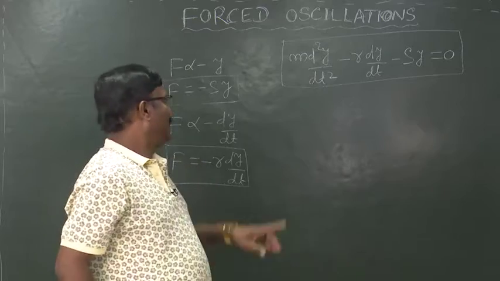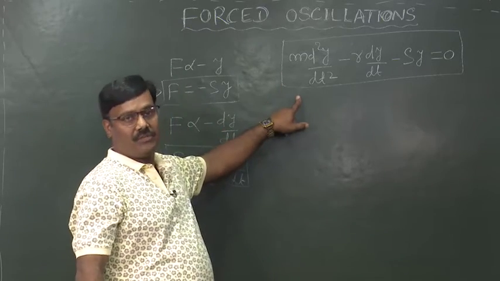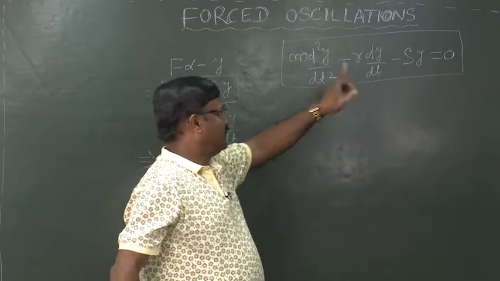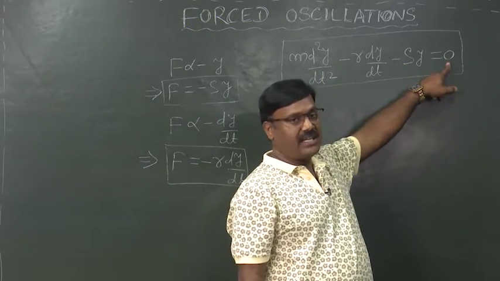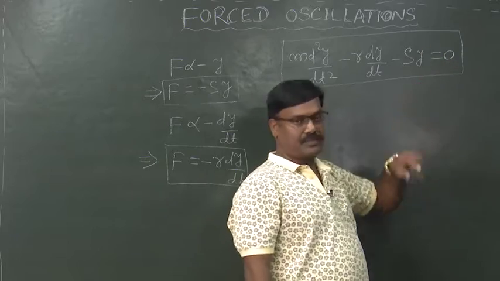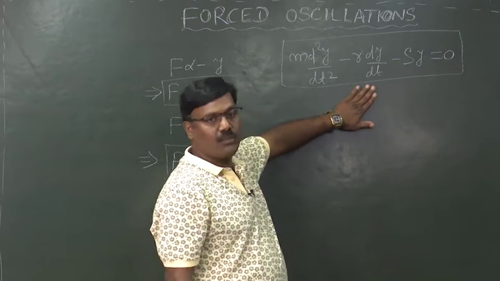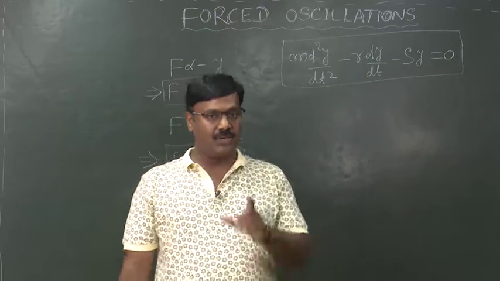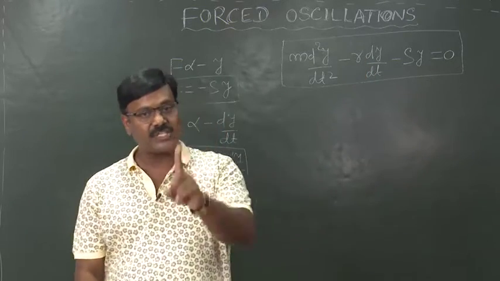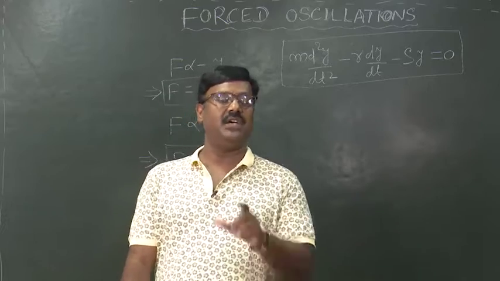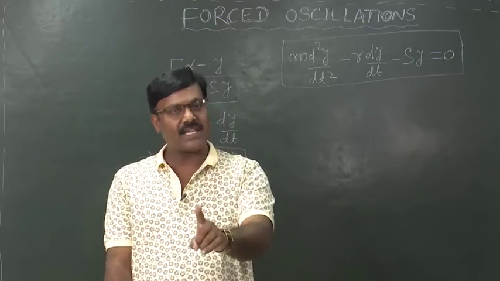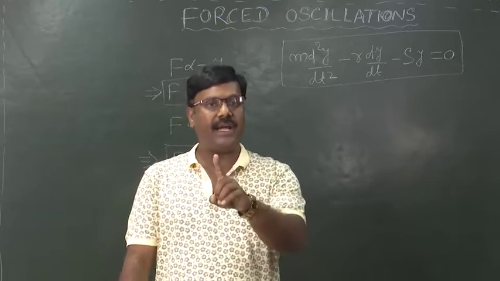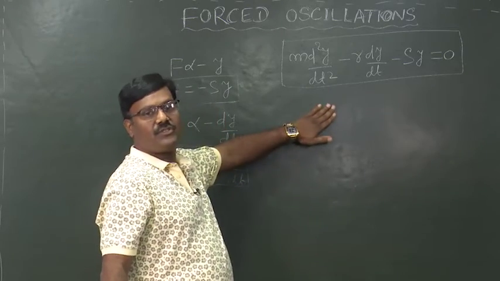As we know, the equation of motion for damped oscillations is like this, then this 0 signifies that there is no applied force, and hence this equation represents damped oscillations. But today's aim is to make a damped oscillation undamped, and this can be done with the help of a strong periodic force applied on the executing body.